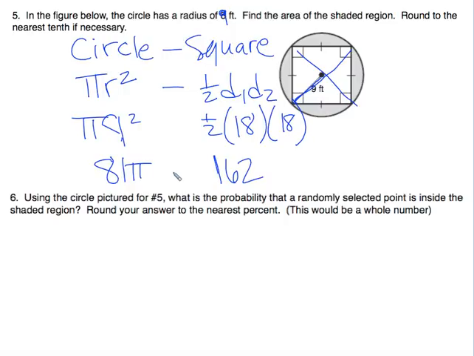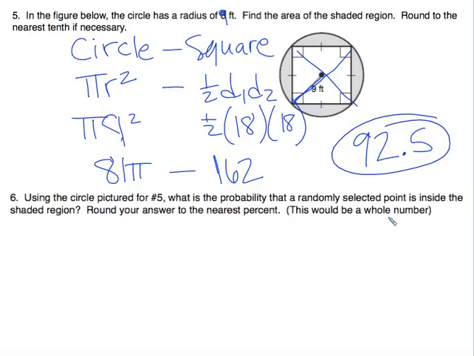So in your calculator, you would type 81 pi minus 162 because it says nearest tenth. So 81 pi minus 162, and I got 92 point, let's say nearest tenth. Sorry, I had to get far from it to make the pen work, and now I can't read it. 0.5.